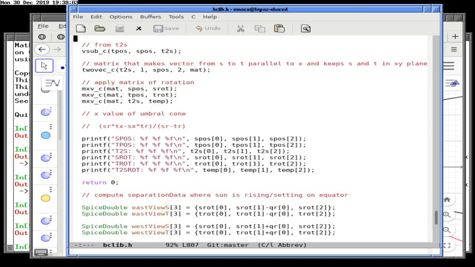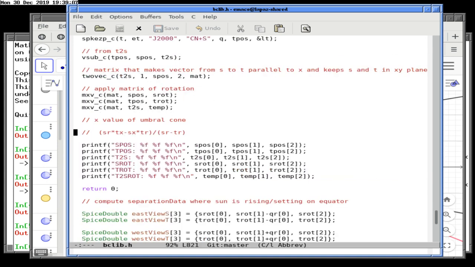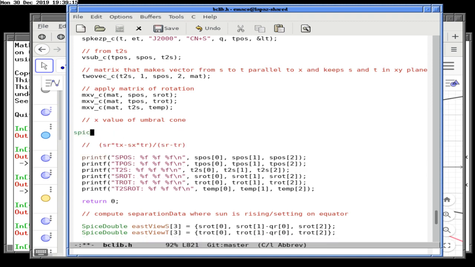Okay, so this is where we are. We're in this eclipse around the world. We have done the matrix for rotation. Oh yeah, here it is. And I didn't have it commented out, so it caused a little bit of a problem. So now we're going to say, so we might as well make this a spice double.